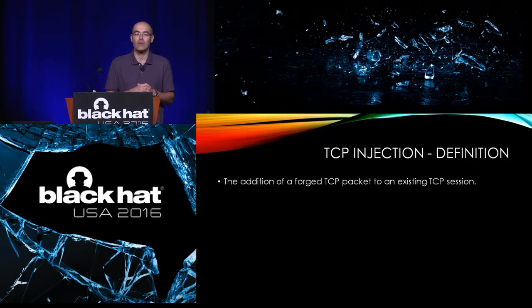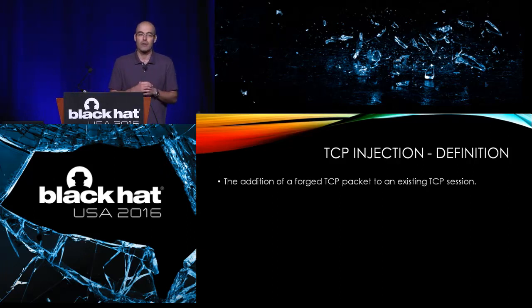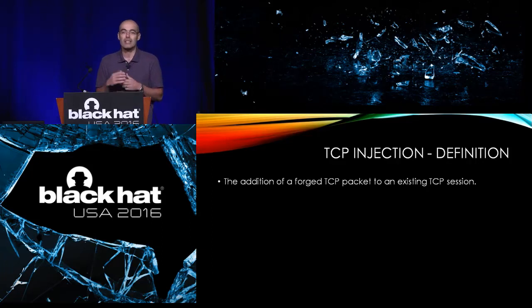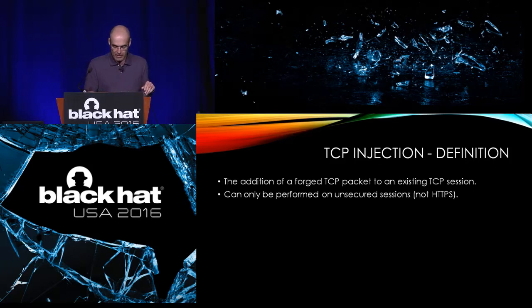Okay, so now let's start with the basics. What is exactly a TCP injection? A TCP injection is the event in which a third party adds to an existing TCP session a false packet. And the false packet is sent to either one of the peers of the TCP session as if it were a legitimate packet. In this study we focused only on HTTP session, on web traffic. And of course, TCP injection can only occur for unprotected traffic, so injection cannot occur for HTTPS.